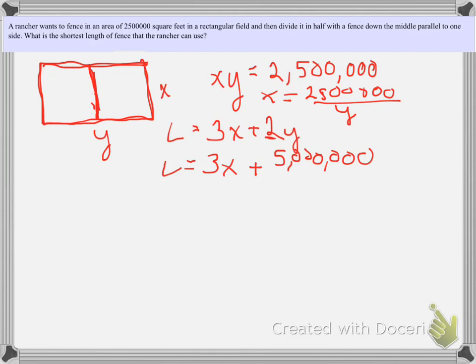Oh, shoot, I solved this for x. Let's solve it for y. Y equals 2.5 million over x. Sorry for the mistake there. And now we solve by taking the derivative.